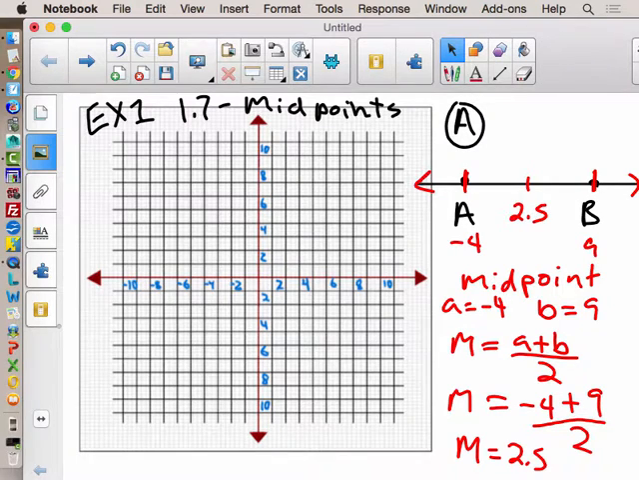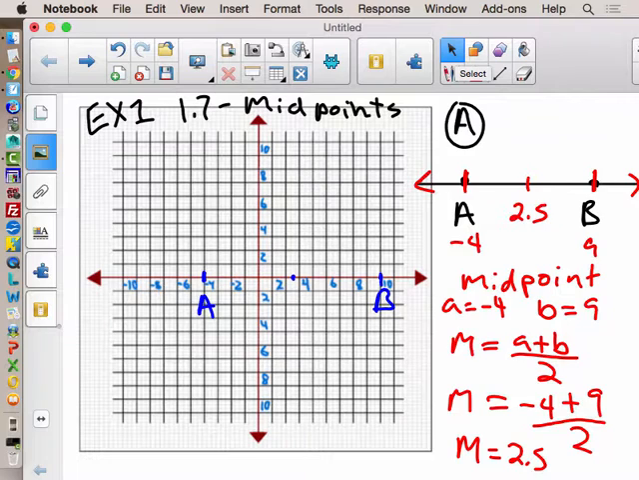If you don't believe me, I'm going to graph it real quick on my graph, just so you guys kind of know what I'm talking about. So I've got 2, 4, 6, 8. Here's number 9 right here. So this would be like B. And then I've got -4 here. And so this would be like A. And positive 2.5 is about right here in the middle. That makes sense? See how that worked out? That seems to be about right in the middle, right?